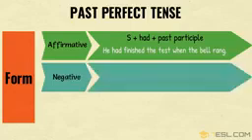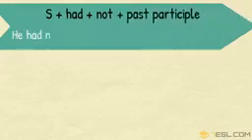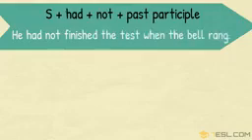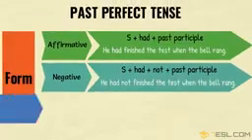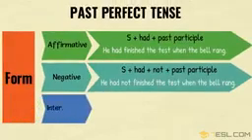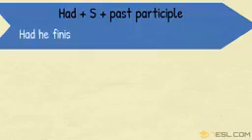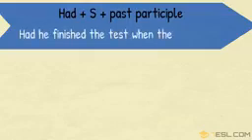Negative: subject plus had plus not plus past participle. He had not finished the test when the bell rang. Interrogative: had plus subject plus past participle. Had he finished the test when the bell rang?